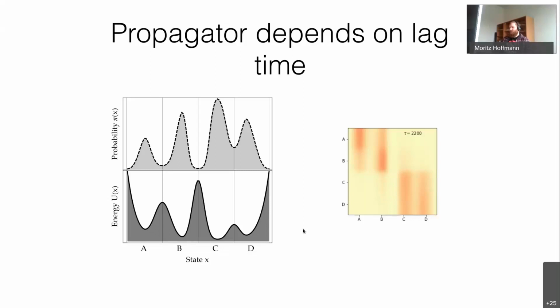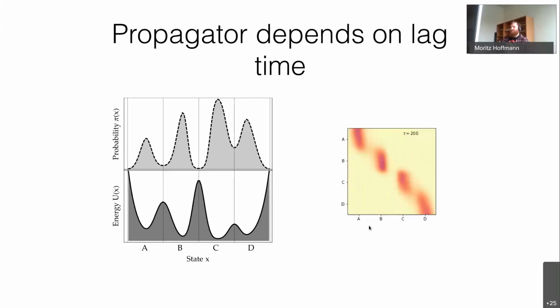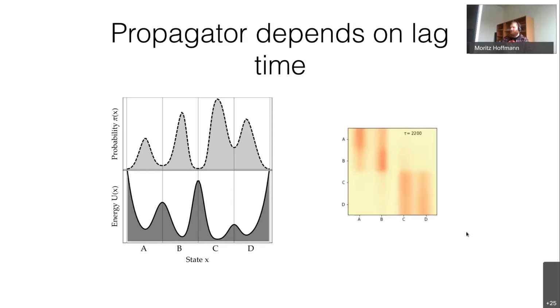So this is really to show you that this propagator depends on the lag time that you choose. If the lag time is too short, like here, then we don't really see anything. Even if tau equals 1, we wouldn't really see anything but noise. If the lag time is about right, then we could see the transitions between the states A, B, C, D. And if the lag time is too large, we might miss something, right? We might miss that there are also states A and B, but we only see this combined state AB.